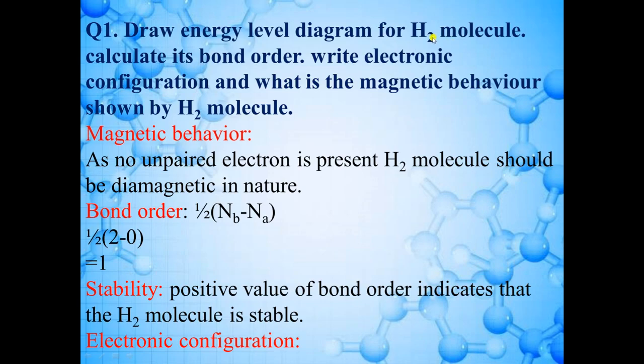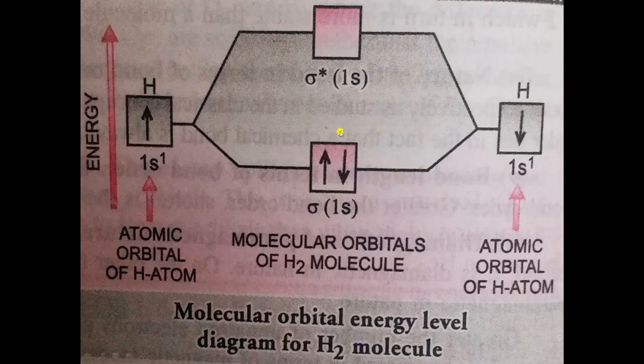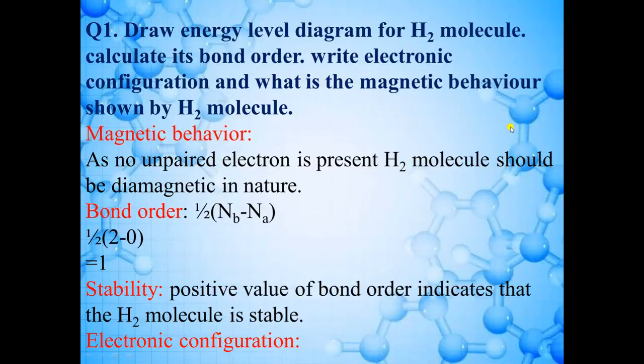So you have to see the number of unpaired electrons in molecular orbitals. In molecular orbitals there are no unpaired electrons, right? Here only two electrons are present and they are paired. So if all the electrons are paired, then it is known as diamagnetic. That means the H2 molecule will show no magnetic behavior. You have to see only molecular orbitals, you don't have to see these atomic orbitals. Now next is stability. A positive value of bond order indicates that the H2 molecule is stable.